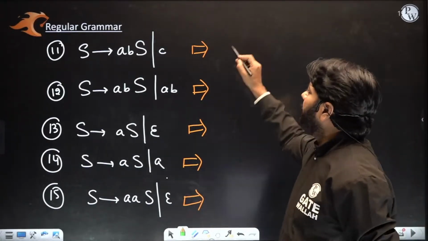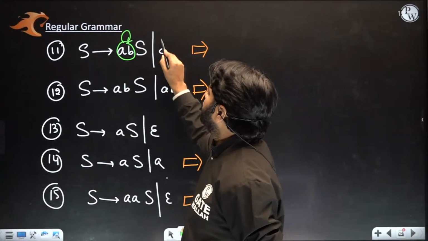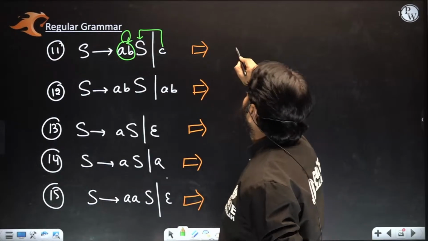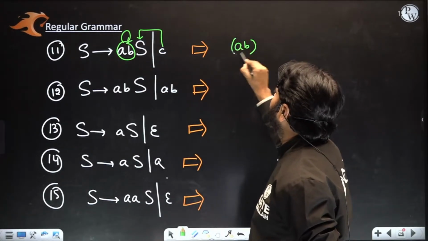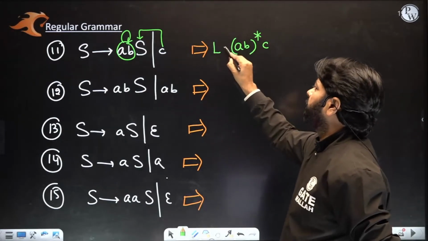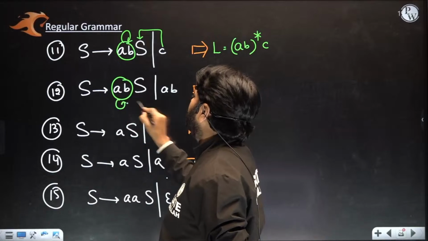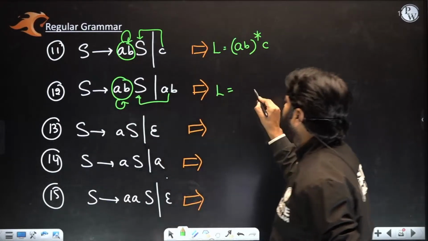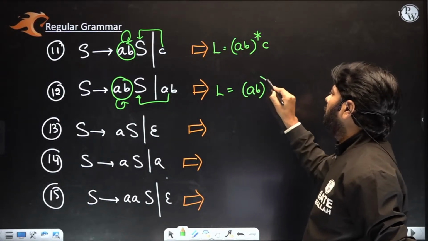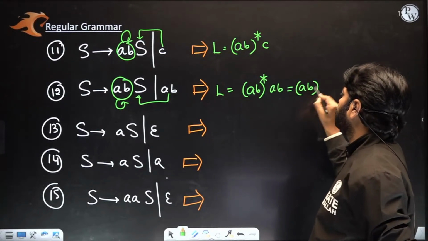Good. In the eleventh one, AB is going to repeat and C is going to stop the recursion. So here the repeator is AB star and C is the terminator. So this is the language. And what about this one? The AB is a repeator and the terminator is also AB. So AB star followed by AB, which will be AB whole plus.